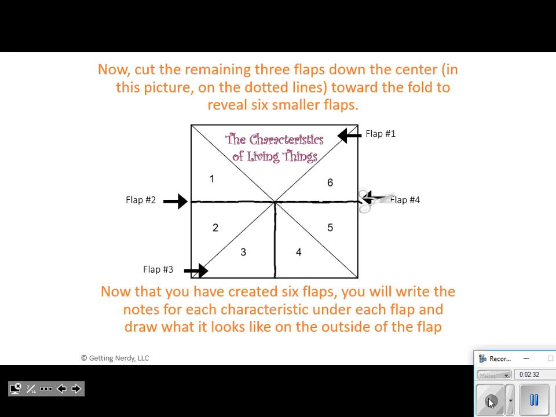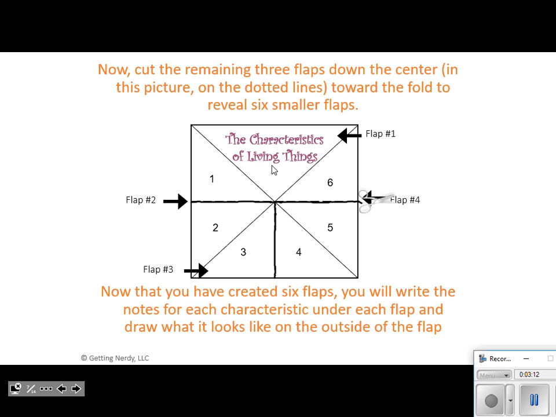Okay, I can see that most of the people are ready. We have the characteristics of living things right here written down on this flap. Now, if you remember, we talked about characteristics of living things yesterday. You did a bell ringer in which you listed some things that you thought were characteristics of living things. Now, we are going to go over and take notes on the 6 characteristics of living things.